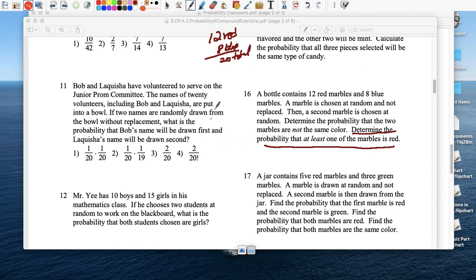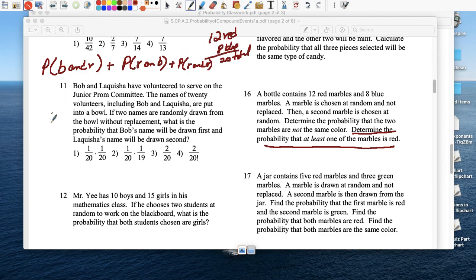So at least one of the marbles is red. There are three possibilities. You take the first one blue and the second one red, right? That's at least one red. Another situation is the first one red and the second one blue. And the other situation is the first one red and the second red. So those are all the possibilities.